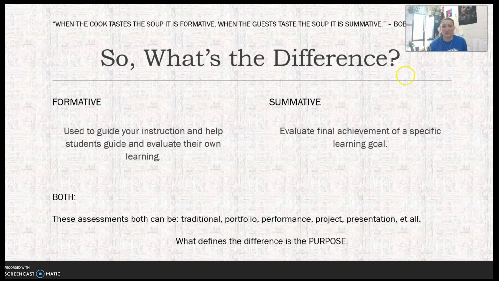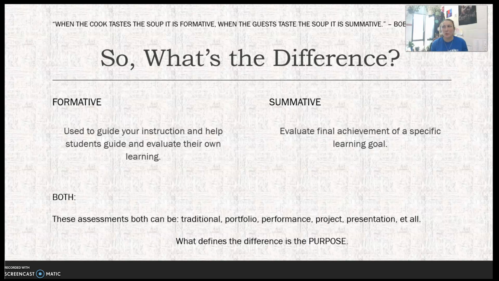So again, formative, used to guide your instruction and help you evaluate individual students, their needs, and where you need to go back, cover, help out some more, maybe re-explain. And summative is the final, so how did we do?